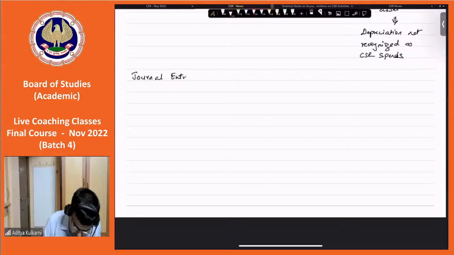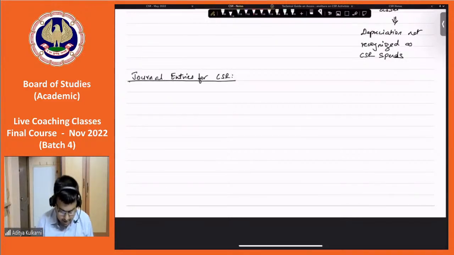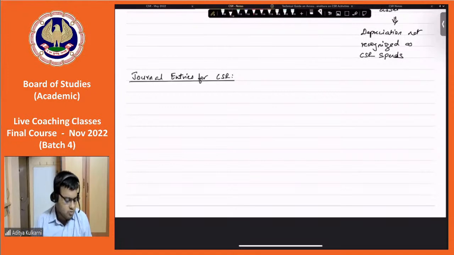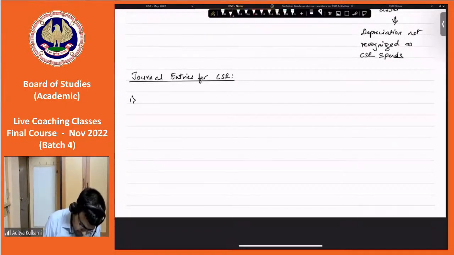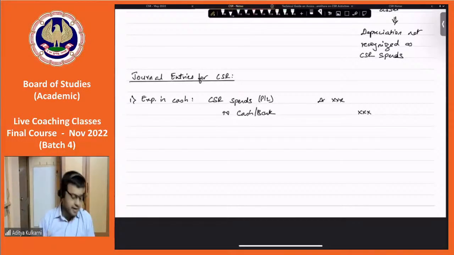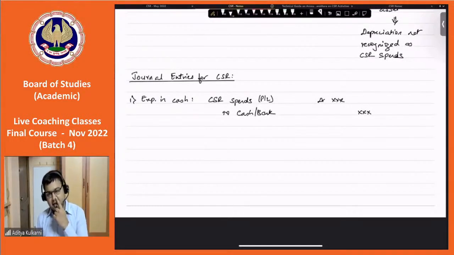Journal entries for CSR. Now, first one, expenditure in cash. Straight away, CSR spends, which typically goes to the P&L, debit to cash bank. Assuming that you have spent the full amount, it goes straight away to cash bank.